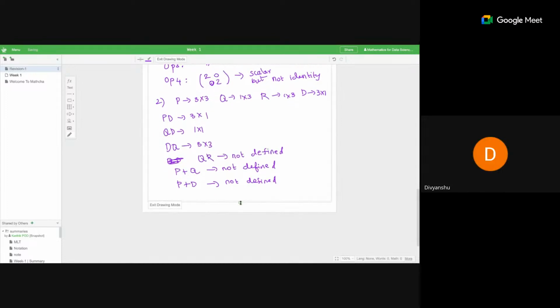Ma'am, I have a little doubt, just one. In the previous case, where AB is equal to BA, is there any certain condition that we can identify in the pattern? Like, if these two matrices follow certain conditions, then we can surely say that AB is equal to BA. Otherwise, AB is not equal to BA.